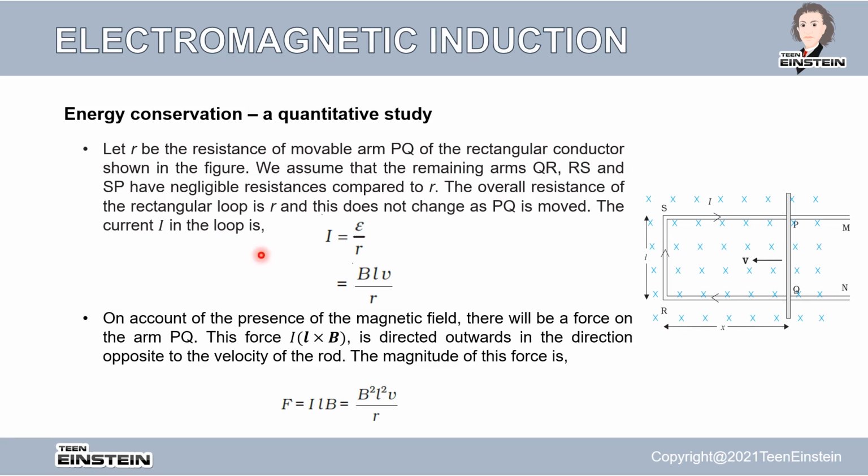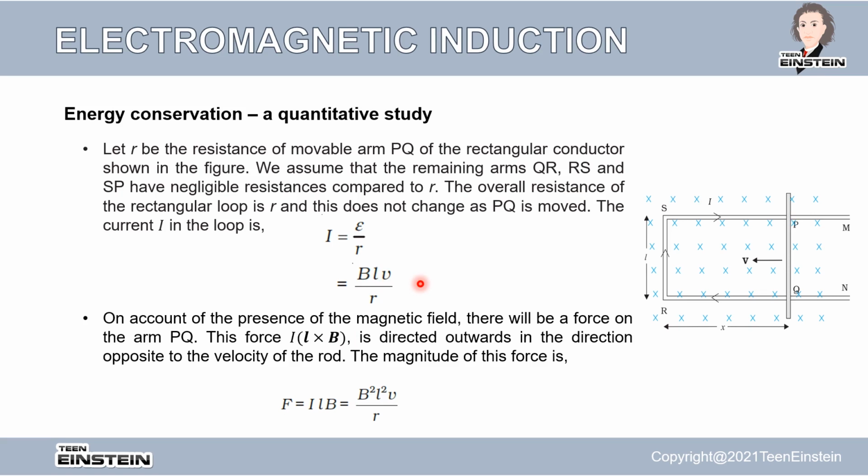The current I in the loop is I equal to epsilon by R. Epsilon is the EMF produced, so the current that is flowing has to be epsilon by R. We are assuming that R is the resistance of this PQ, and that this particular length QRSP does not have any resistance. So the current is produced by BLV by R. On account of the presence of the magnetic field, there will be a force on the arm PQ.